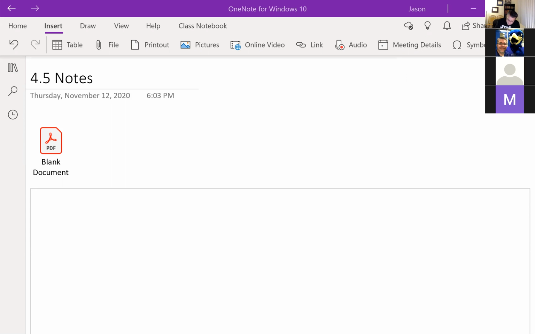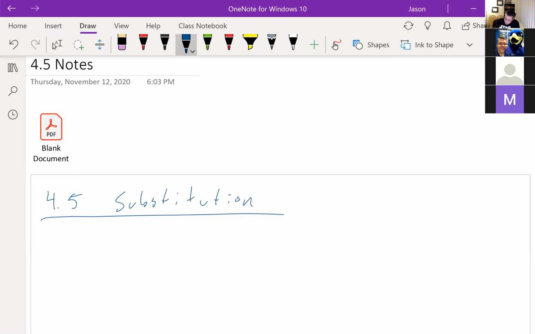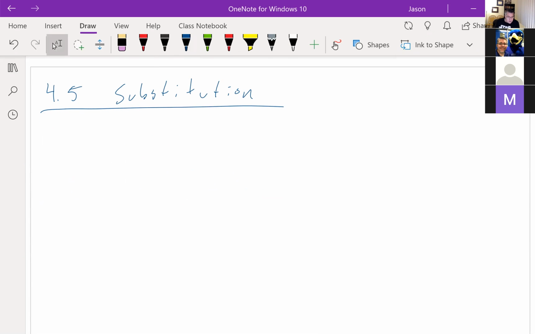Okay, so 4.5 is on substitution. Okay, how do we use substitution? Okay, so for f of u of x, we say that the integral for f of u of x, make sure you say the x because you don't want to go around saying f of u.